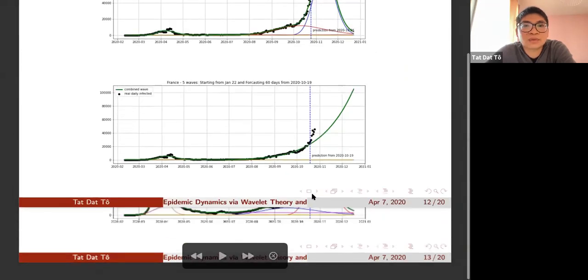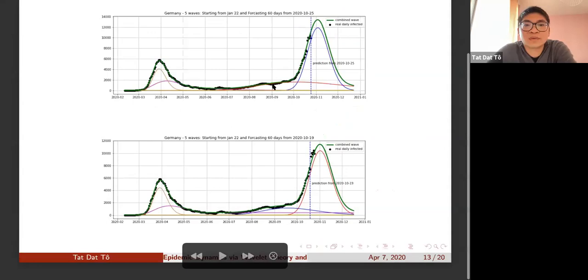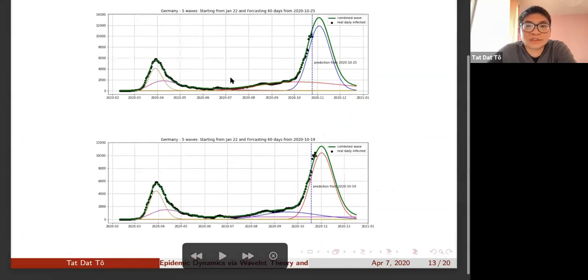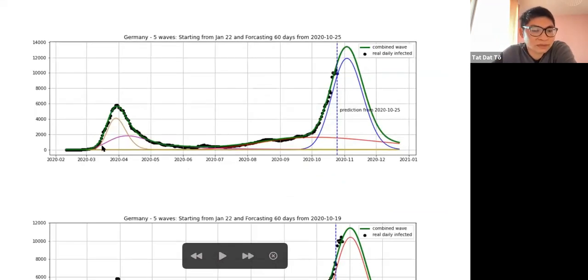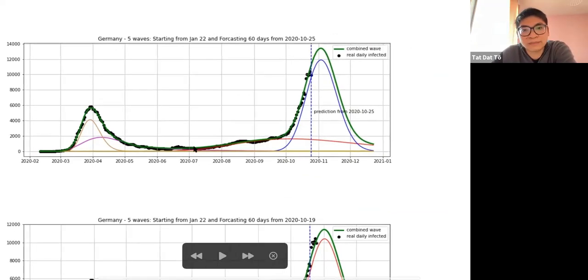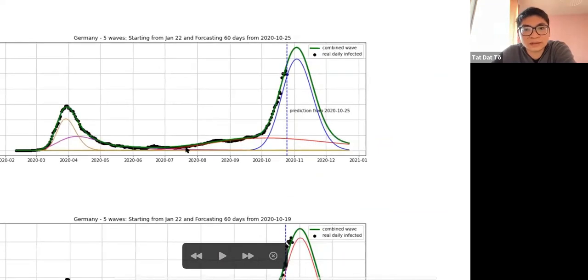After that, we have Germany, for example. For Germany, we have several waves. At the beginning you have the first wave combined with the second wave, and then it goes down, and then it goes up with two new sub-epidemics. The first one is the red one here, and the second one is the blue one.